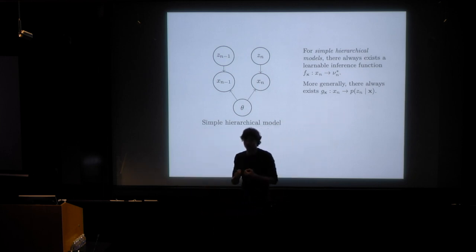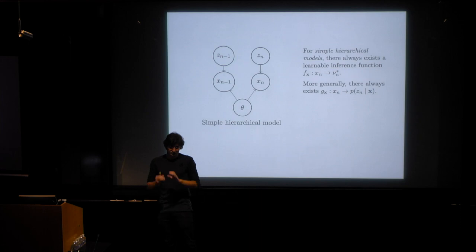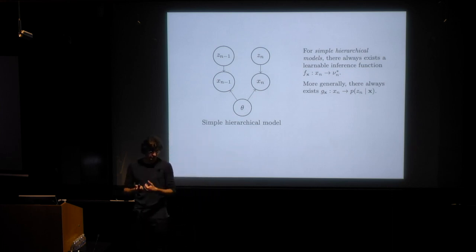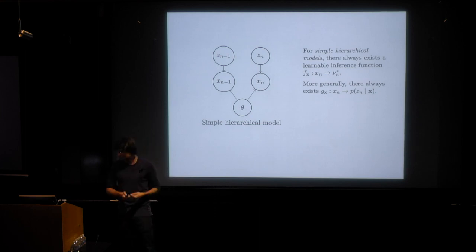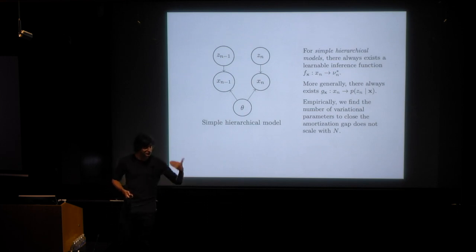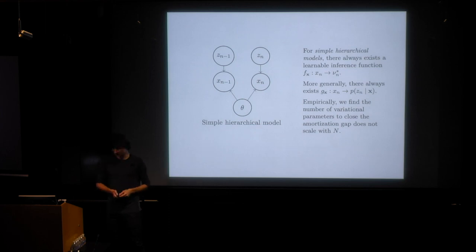your true posterior density. So forget about variational inference. Any approximation procedure, any inference procedure that inherits this property from the posterior distribution is going to be amenable to amortization in the sense that there's some hope that I can close the amortization gap. And as I said, empirically, we find that the number of parameters I need in my inference function to close the gap does not scale with the number of observations.